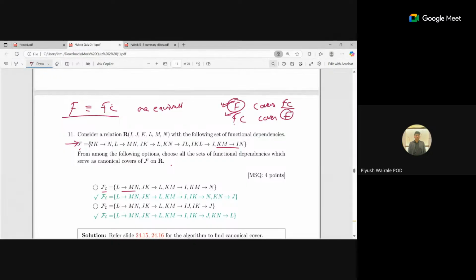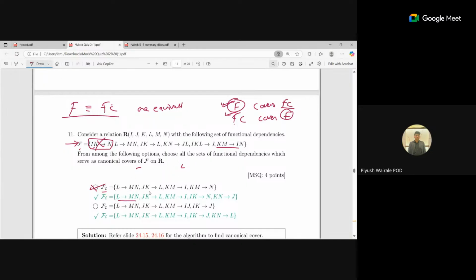Now, can we determine IK determines N using option number A? No, it is not possible. Just take the closure of IK based on FC. So we cannot determine this FD. It means FC cannot determine F. So option A is not correct. In this way, you need to go through each and every option here.